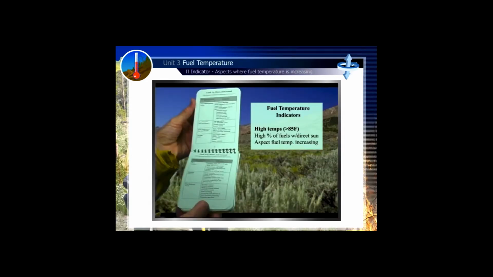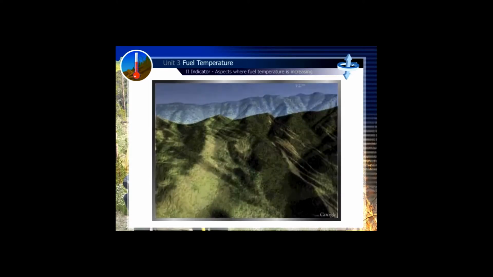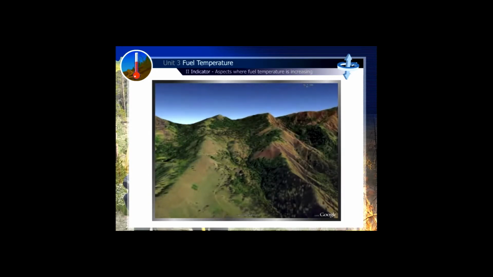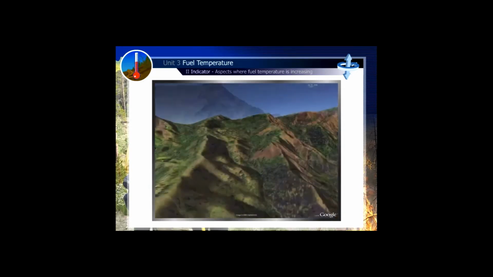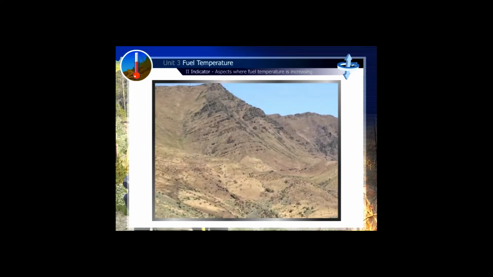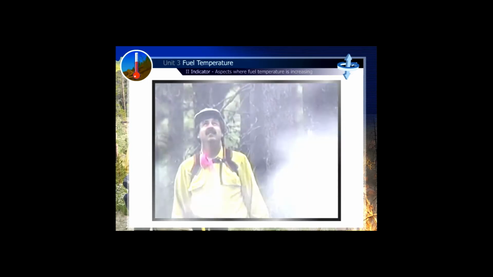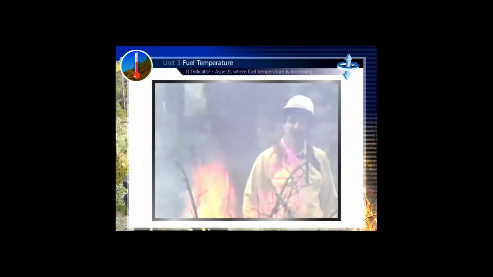You should also look at the aspect of the slope when considering fuel temperature. As a day progresses, slopes may be shaded or in direct sunlight depending on their aspect. The fuels on slopes in direct sunlight will have higher fuel temperature, which increases the risk of hazardous fire behavior. When you are on the fire line, pay attention to aspect and anticipate fuel temperature based on sunlight exposure.